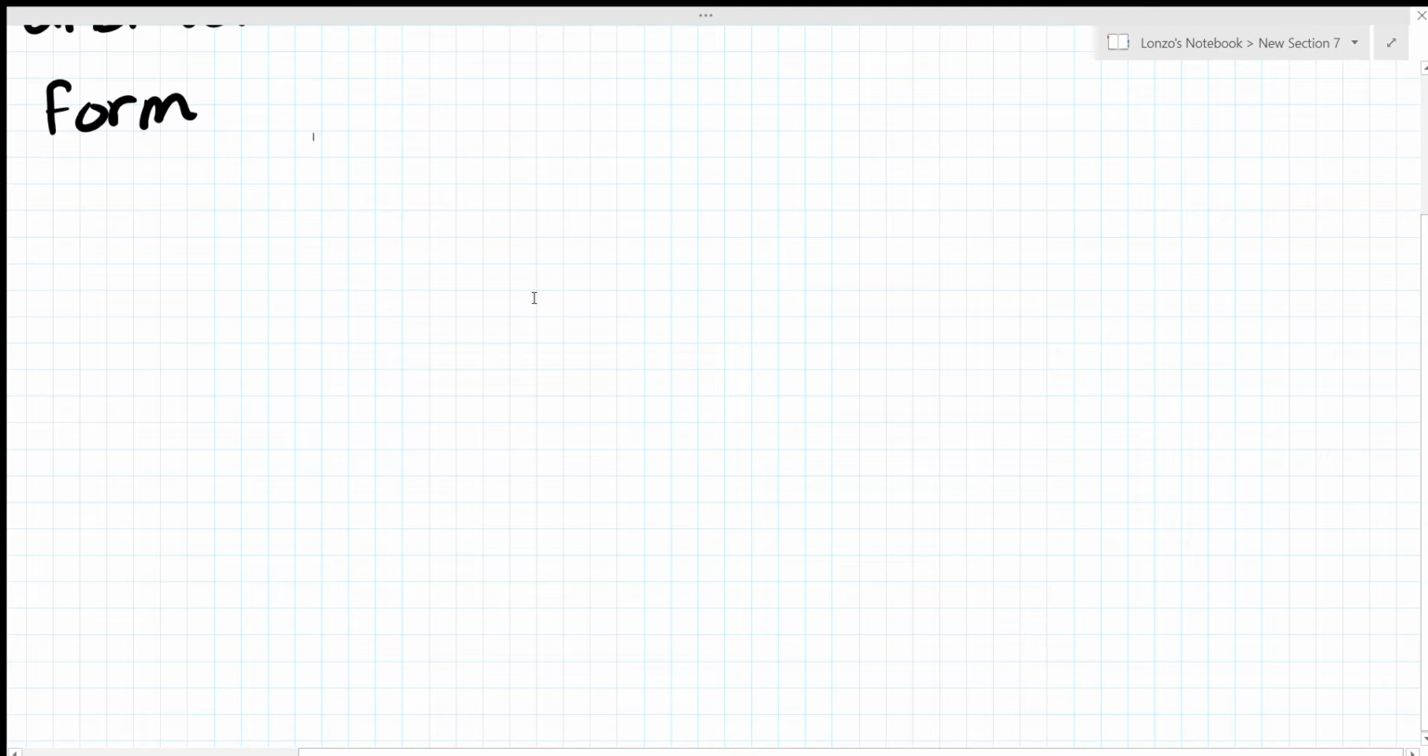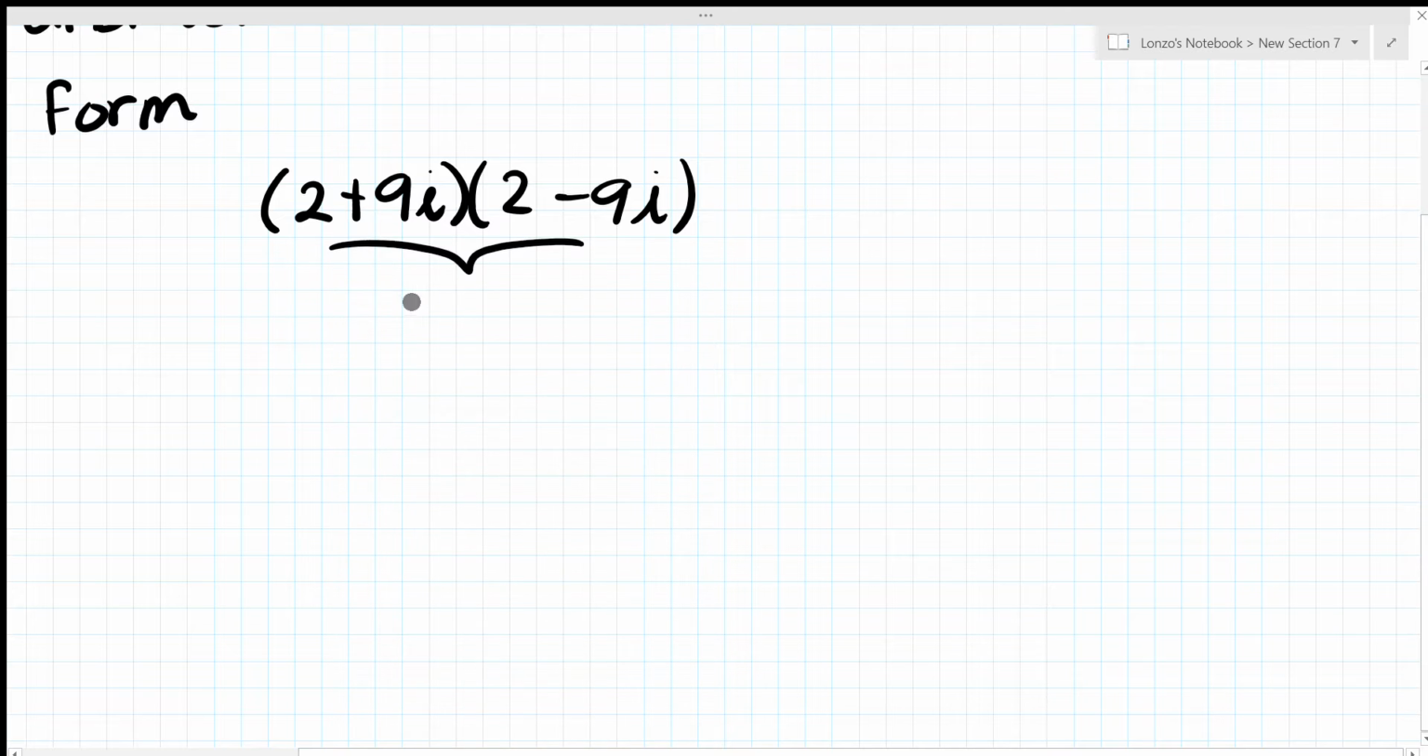Okay, so let's do this one. Same idea, same rules. We have to put it in standard form. So let's say I have (2 plus 9i) times (2 minus 9i). So we're multiplying these complex numbers. I'm looking at this and I know this is what's called a perfect square pattern. And I don't want to FOIL it out because I'm kind of lazy, so I just don't like taking the long way. So what I'm going to do is use the perfect square rule, and if you forgot how to FOIL out this polynomial, you can go back to my videos where I cover all the factoring and foiling rules.